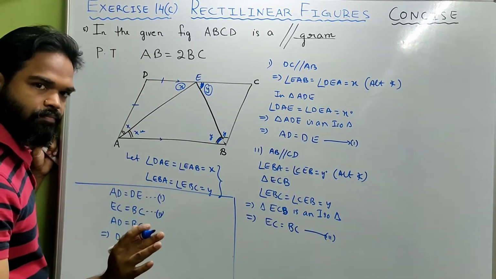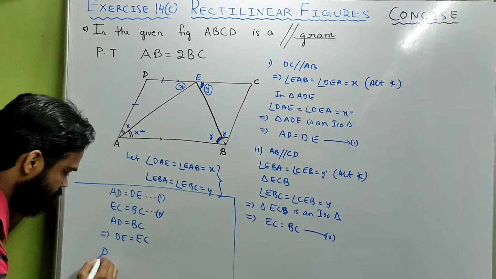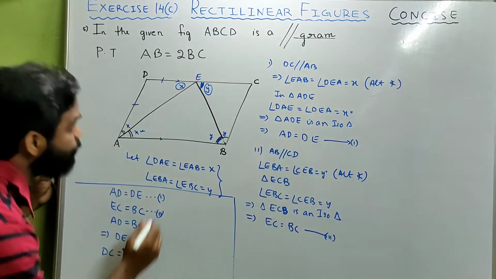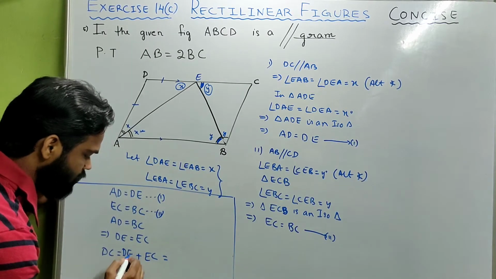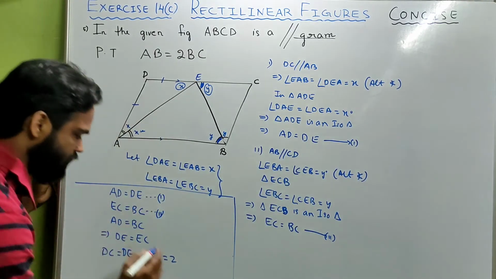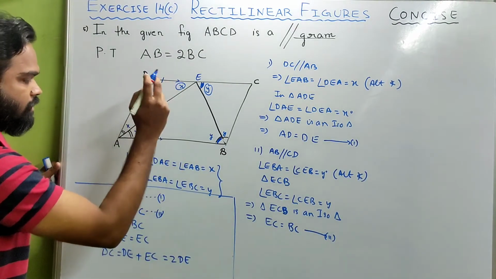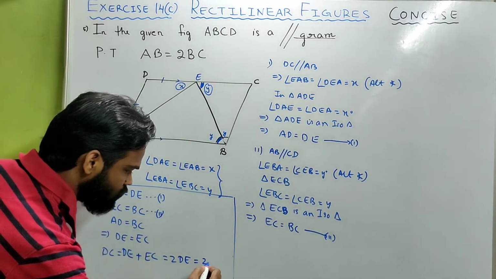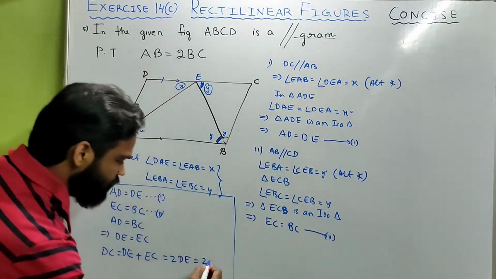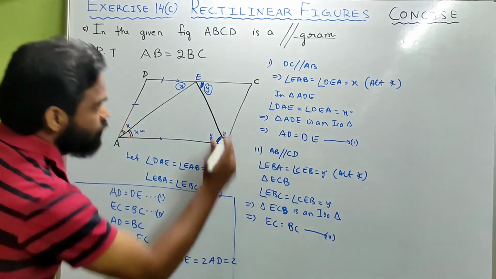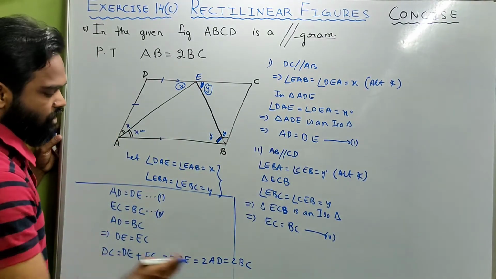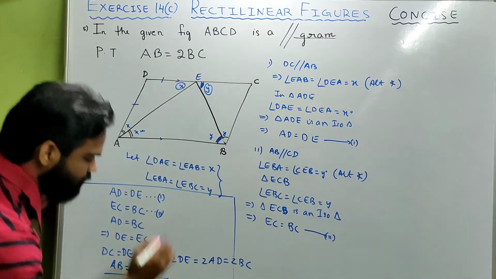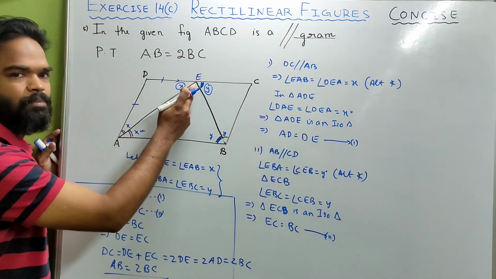is the midpoint. Now once E is the midpoint, DC will be DE plus EC, which will be twice DE. DE will be equal to AD, and AD is equal to BC. So we got DC equals twice BC, and DC and AB are equal, which means AB equals twice BC. Proved. We just had to prove that E is the midpoint.